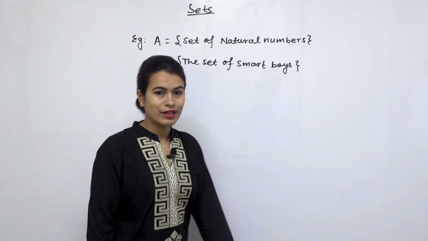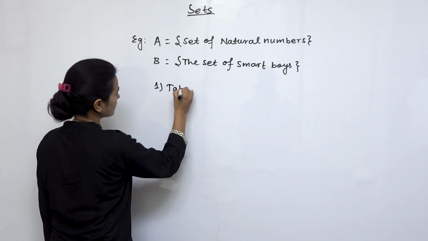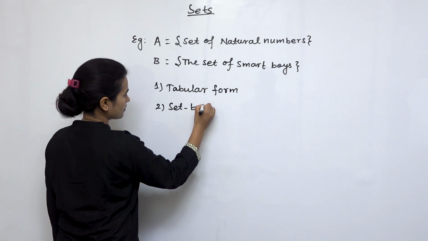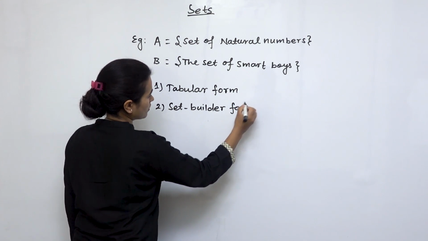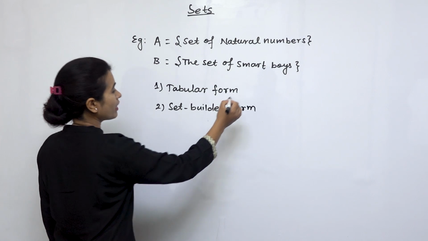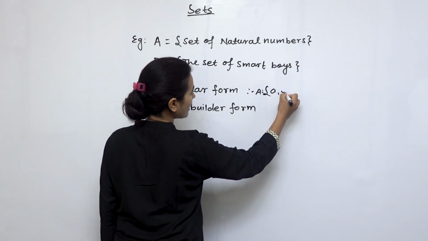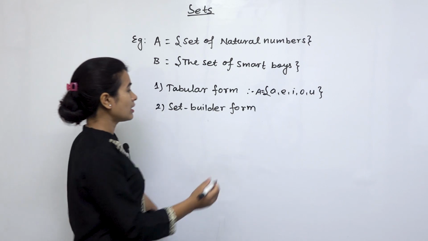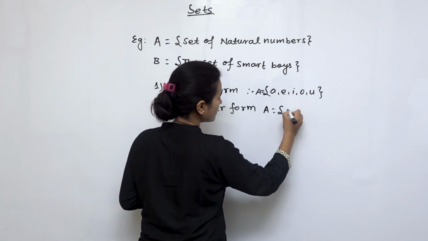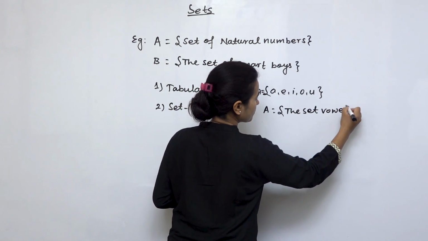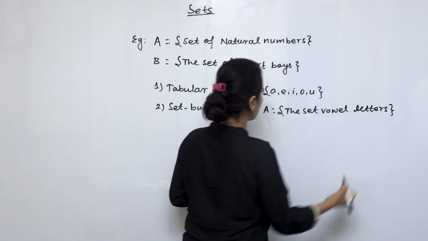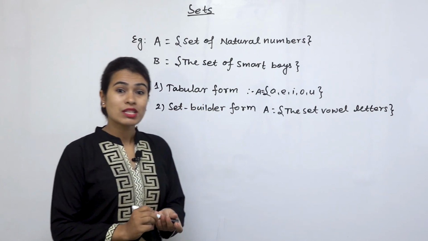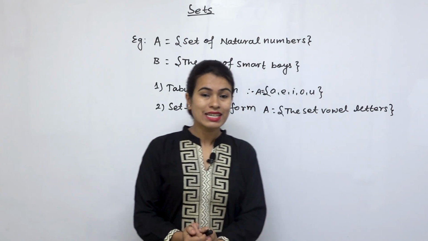We can write down sets in two different forms. One is tabular form, and the other one is set builder form. Tabular form means if we list out the members of the set A like A, E, I, O, U, then it is called tabular or roster form. And if in place of this, we write the set of vowel letters, then it is called set builder form. In sets, every time it is not possible to write down all the members in listed form. In that case, we use set builder form.